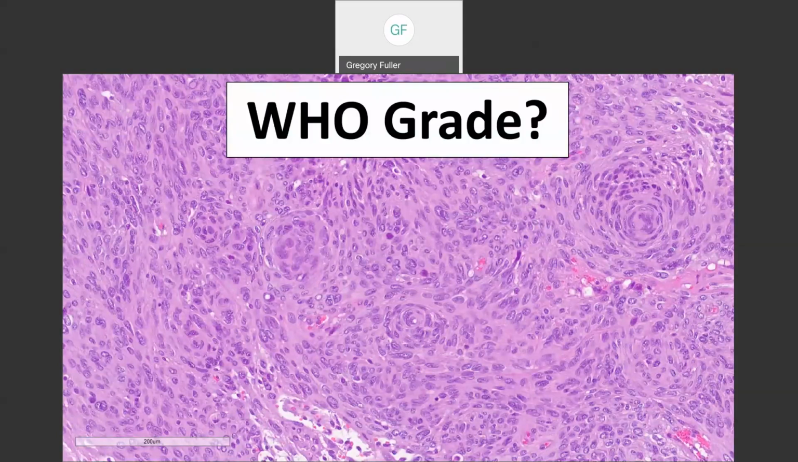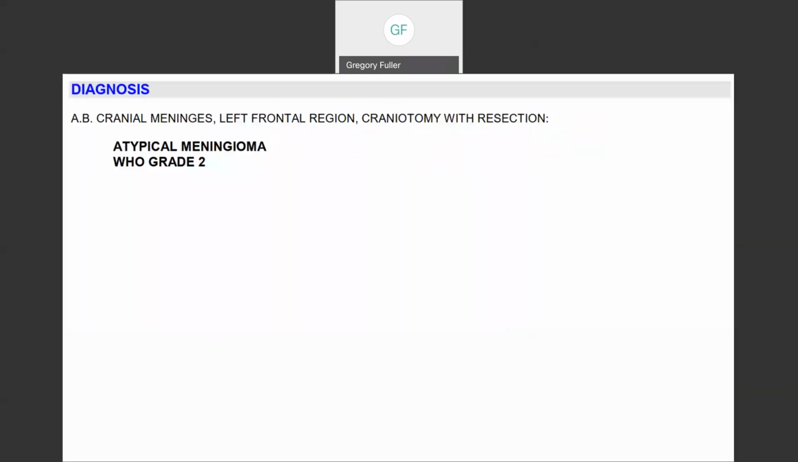I wanted everyone to say grade 1 because you've memorized these 13 morphologic subtypes based on H&E. It's 9 WHO grade 1, 2 WHO grade 2, the 2 that start with C, clear cell and choroid, and 2 WHO grade 3, or the anaplastic, which are rhabdoid and papillary. And I wanted you to fall into the trap and say grade 1. In fact, it's atypical. It is atypical.